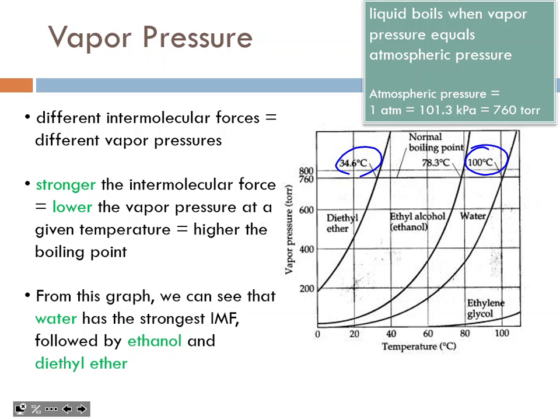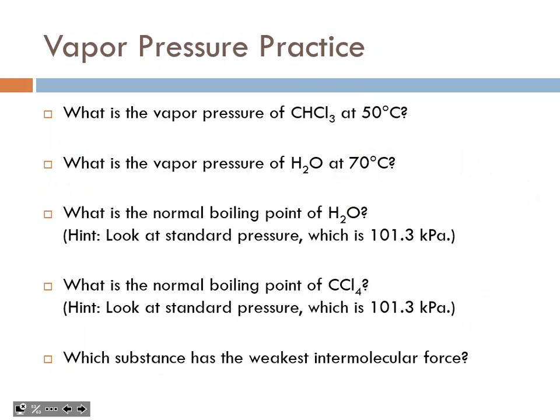From the graph, we can see water has the strongest, followed by the ethanol, which is the ethyl alcohol, and the diethyl ether. So diethyl ether has the weakest forces up here because its boiling point is lower. Why? It's not holding on as tight, so it's easier for the vapor pressure to equal atmospheric pressure. You just have to be able to read these curves very easily, so not too difficult to do. As you can see in the next few problems, it'll be pretty simple.